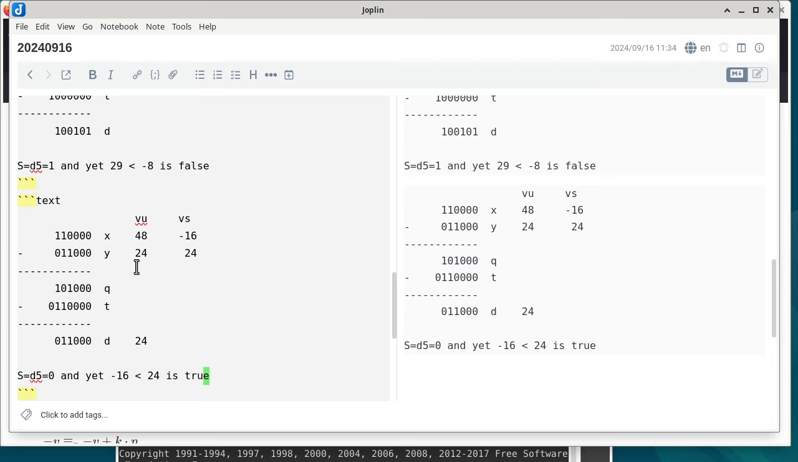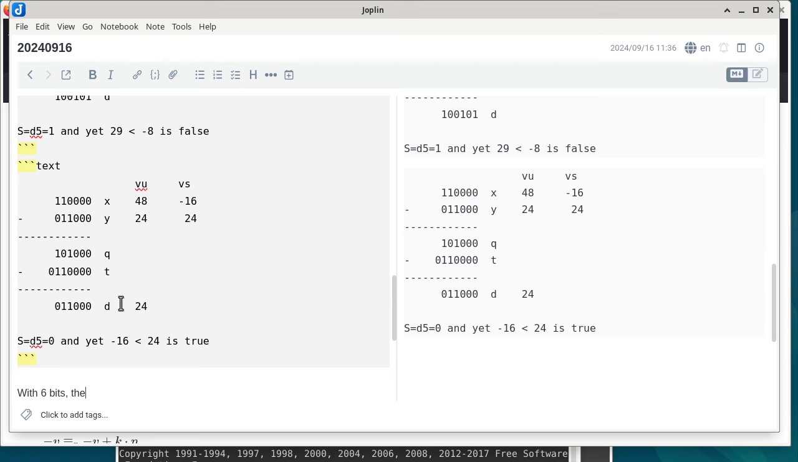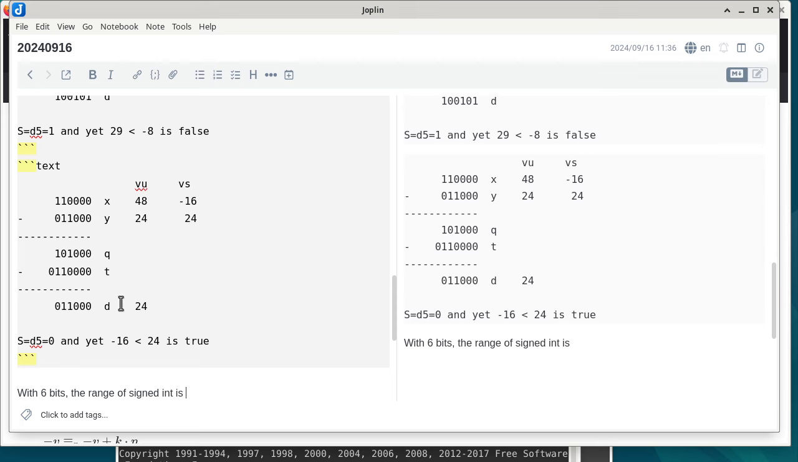To apply that to what we are talking about here, with 6 bits, what is the range of signed int? Negative 2 to the power of 5, which is negative... what is 2 to the power of 5? 32, okay. What is the most positive value? It's 2 to the power of 5 minus 1, which is 31.